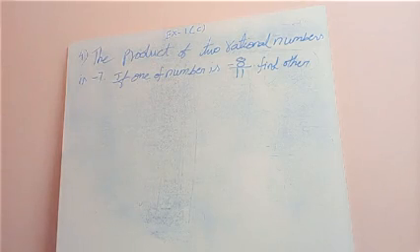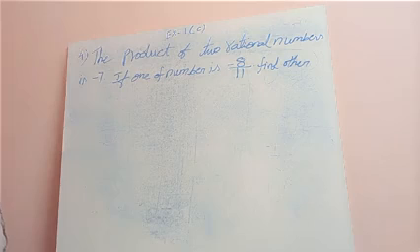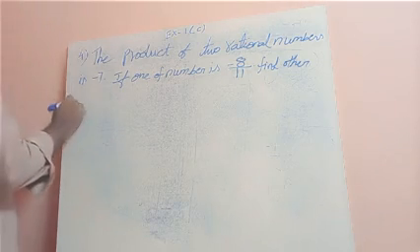The product of two numbers is minus 7. Two numbers are multiplied and the answer is minus 7. In that, one number is minus 8 by 11. We have to find the other number. So, we are doing the sum now. Solution for the sum.